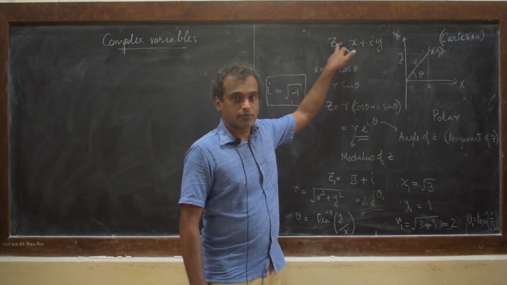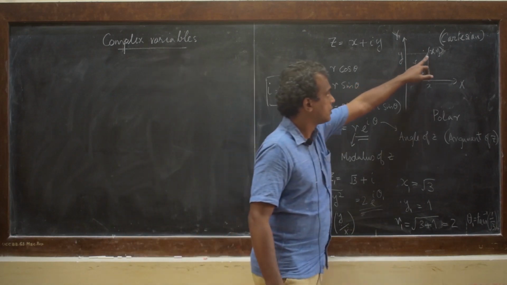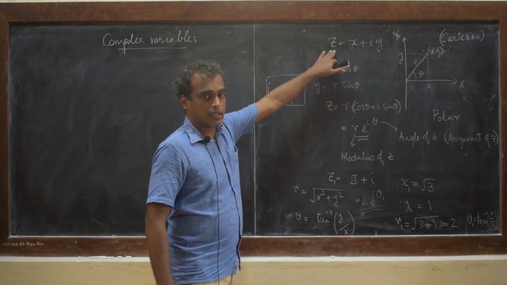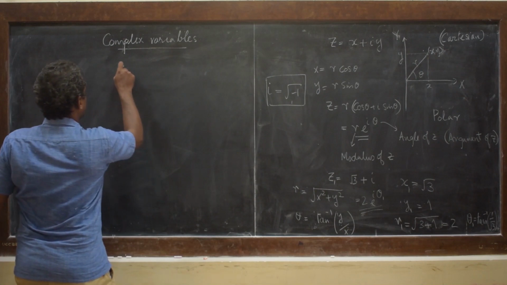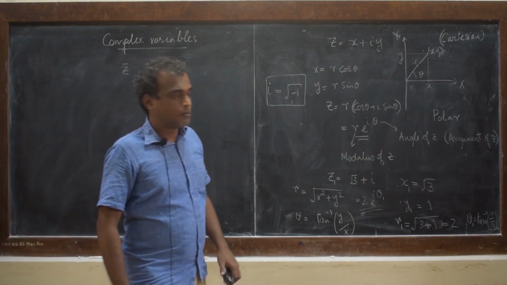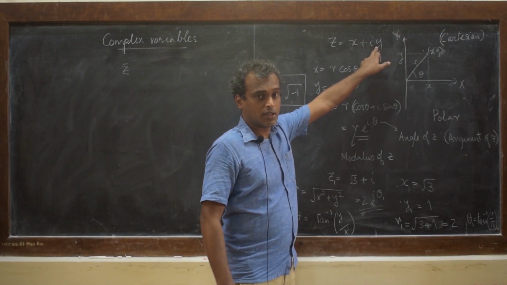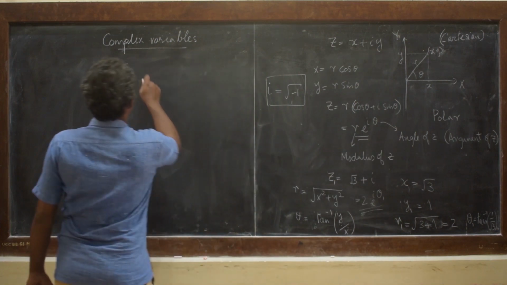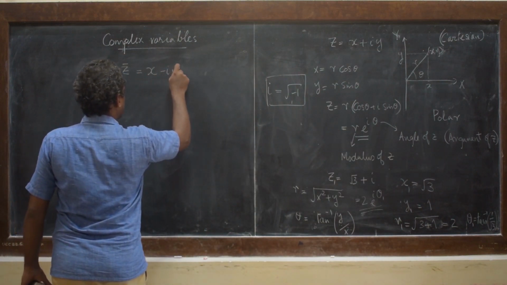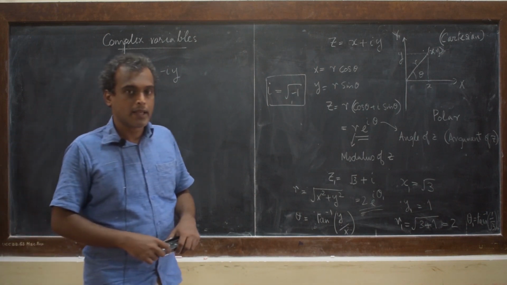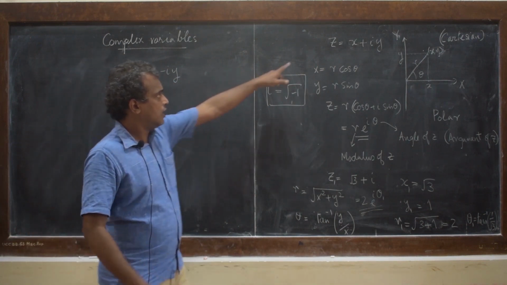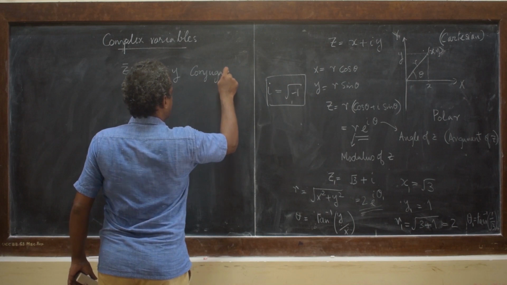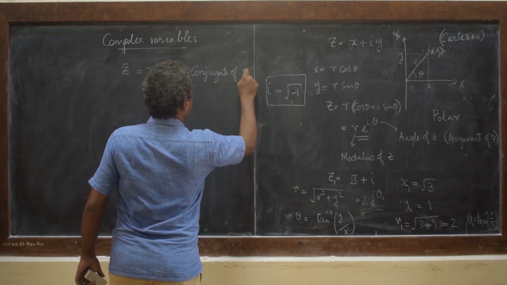With the introduction of the complex variable z to represent a point, it is immediately clear that we could find another complex number, which I will denote z bar, by changing the sign of only the imaginary part of the complex number z. The complex number obtained this way out of z is called the conjugate of z.